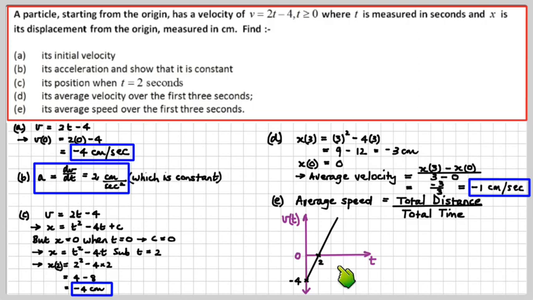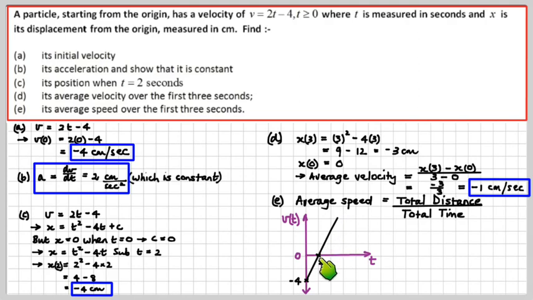And I always like to draw a velocity versus time graph just to represent what's going on. You know that v was 2t minus 4. So I draw the graph of 2t minus 4. It's got an intercept here of minus 4 and a gradient of 2. So that shows you that the velocity was negative from 0 to 2 seconds, and positive from 2 seconds onwards.